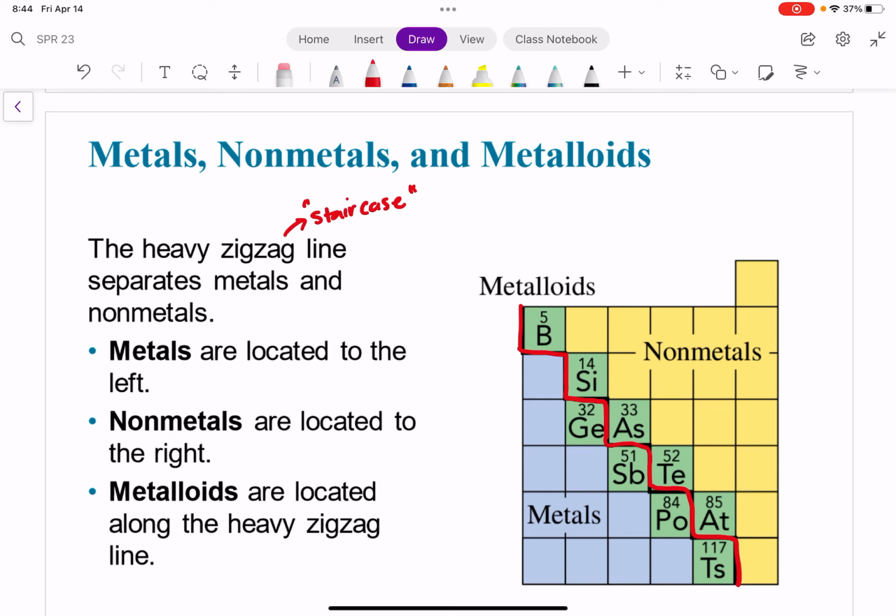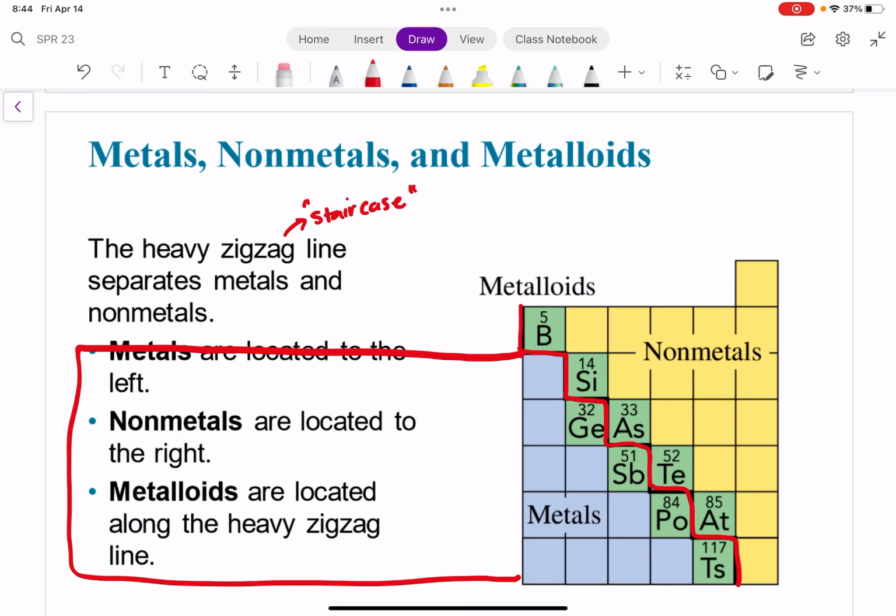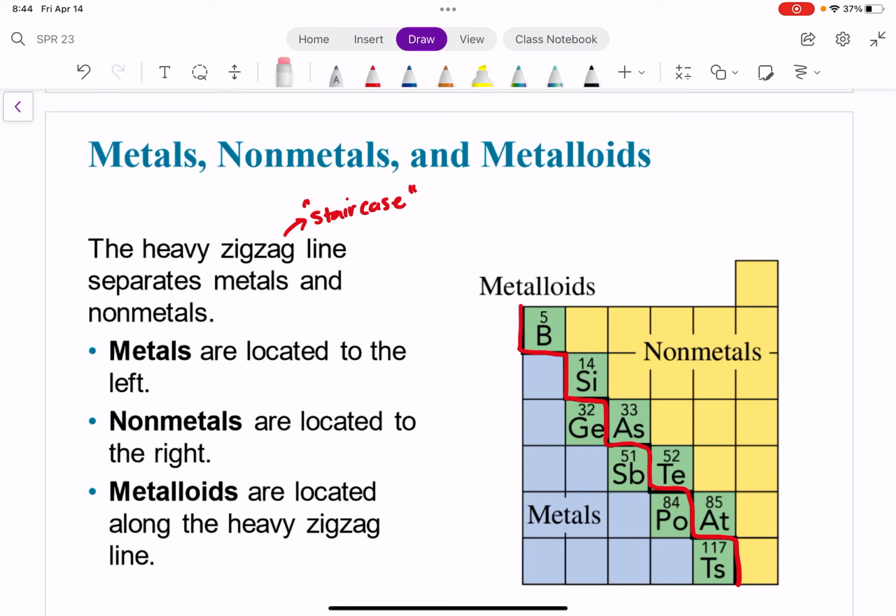There are a couple of cool things about that staircase. We'll get into it a little more later, but it separates metals and nonmetals. Metals are located on the left. If you keep going on the periodic table, you'll see your transition metals are here, but you'll see you have metals to the left. So everything to the left of that staircase are metals, and then to the right are nonmetals.